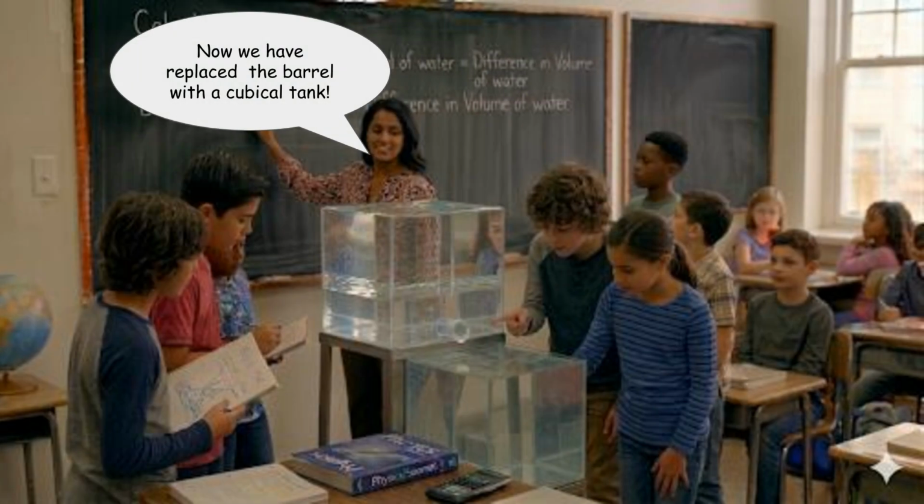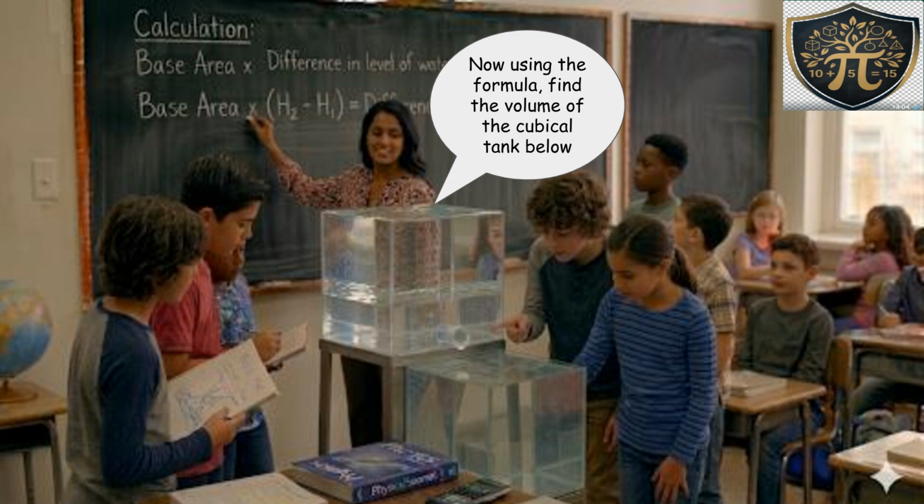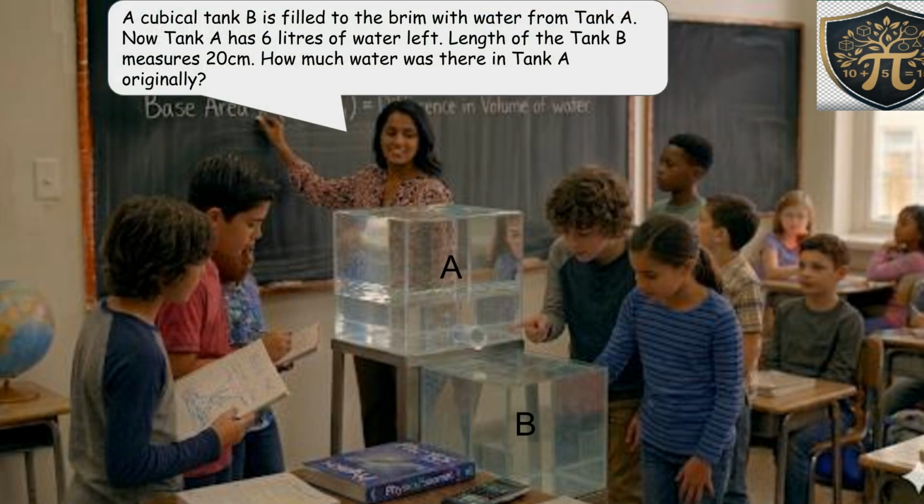Now, let us explore a different scenario. Original tank and barrel has been replaced with a cuboidal tank A and cubical tank B. Using the formula, we can find the volume of cubical tank B. A cubical tank B is filled to the brim with water from tank A. Tank A now has 6 liters of water left, and the length of tank B is 20 centimeters. How much water was originally in tank A? We will use the same principles to determine its volume and capacity.